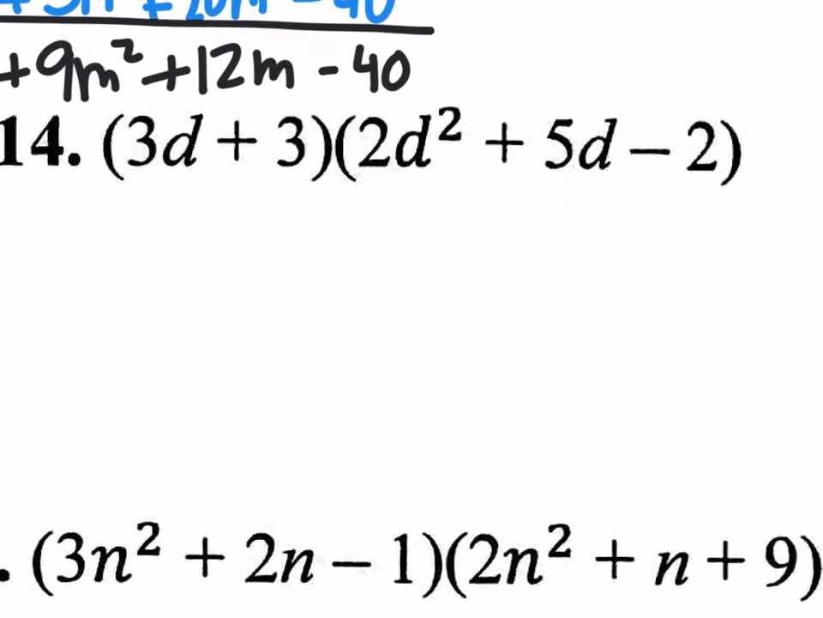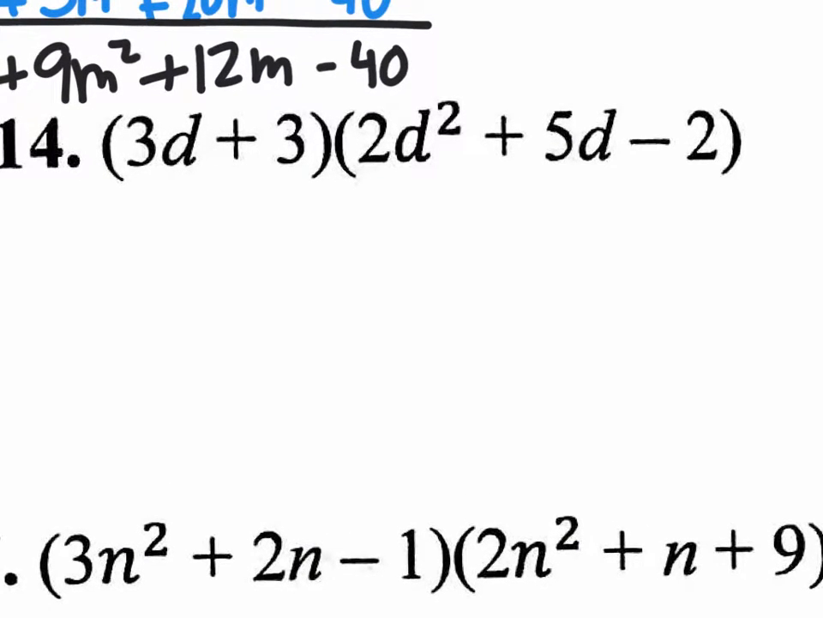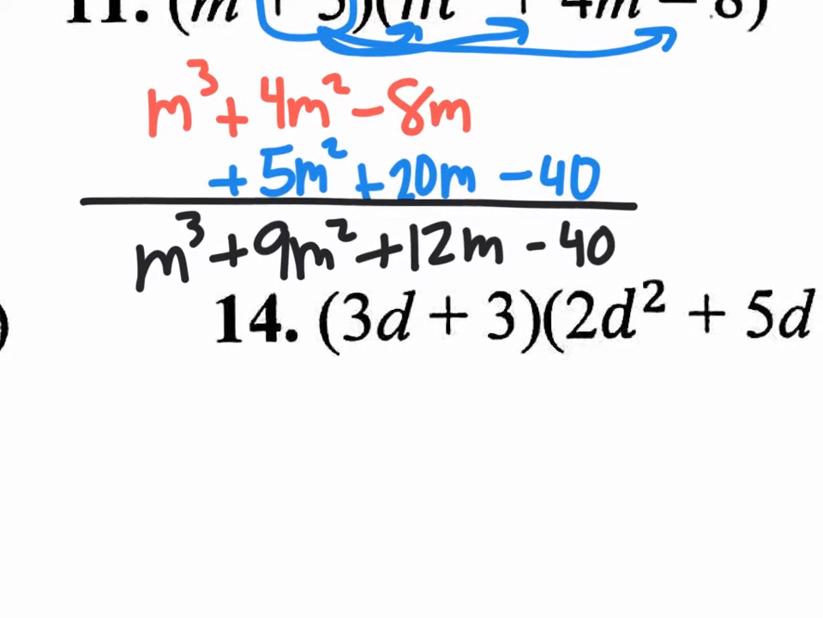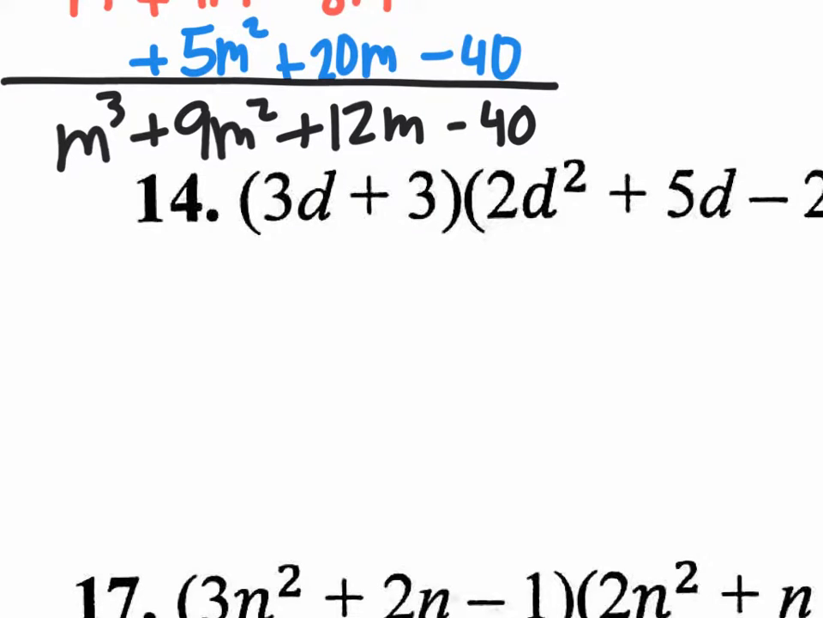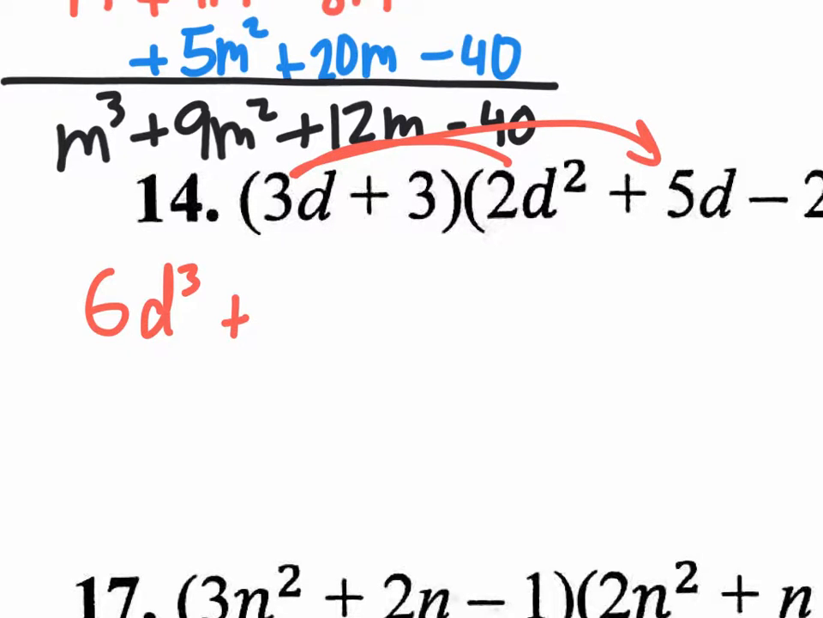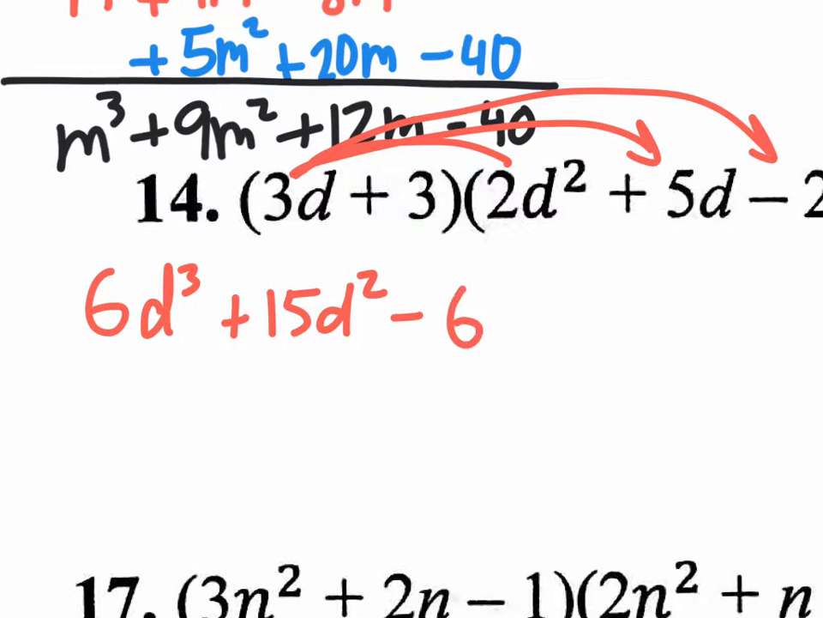Let's try to do it. So you're not always going to be able to line these up. Sometimes you end up with different terms. So let's see how number 14 works. When I go 3d times 2d to the second, 3 times 2 is 6, and d times d squared is d to the third. And then 3d times 5d, that's going to be plus 15d squared. And then 3d times negative 2, that's going to be a negative 6d.